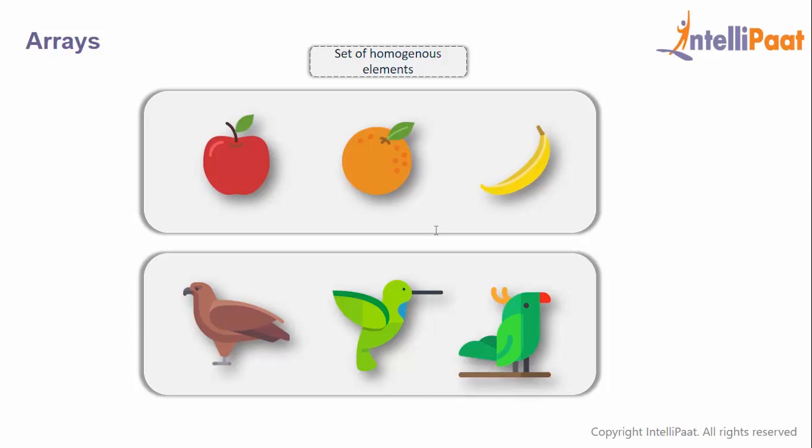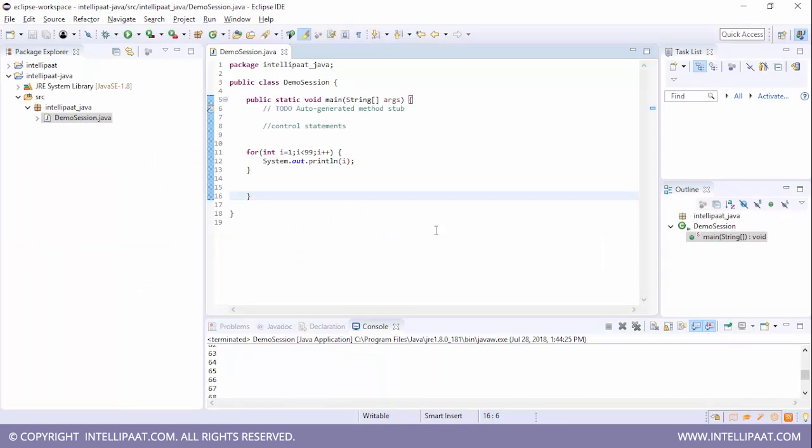Arrays help in storing a set of homogeneous elements. Like over here, we have one array comprising a homogeneous collection of fruits. Similarly, we have another array comprising a homogeneous collection of only birds. So let's go ahead and implement arrays in Java. Let's head back to Eclipse.